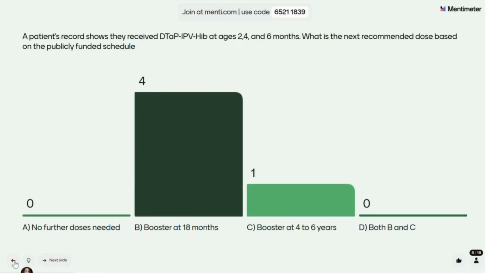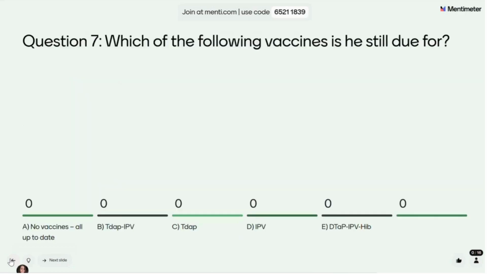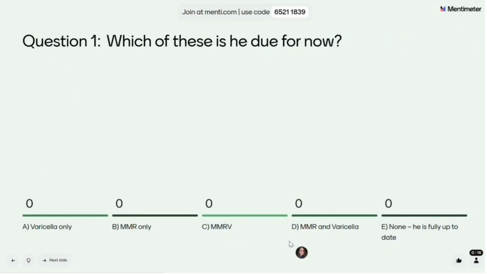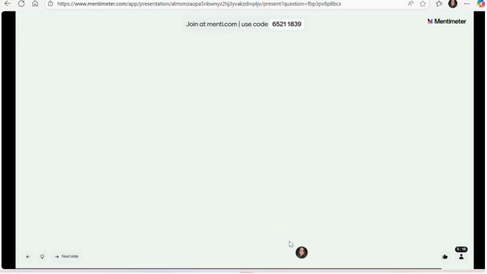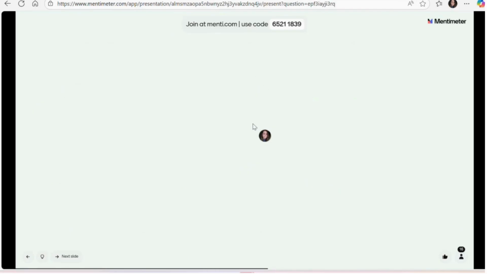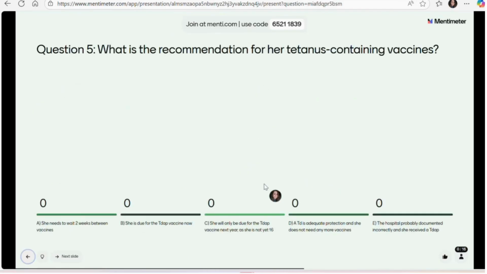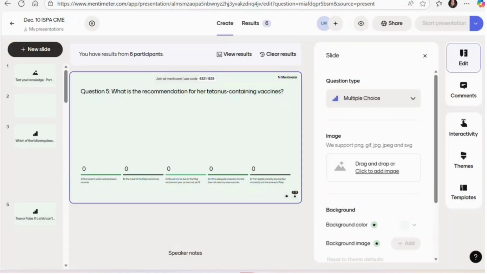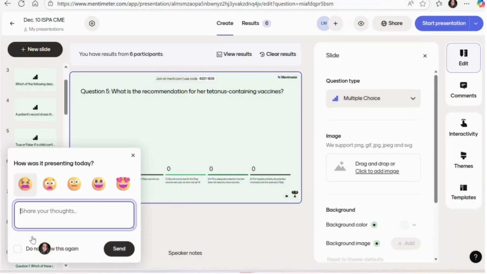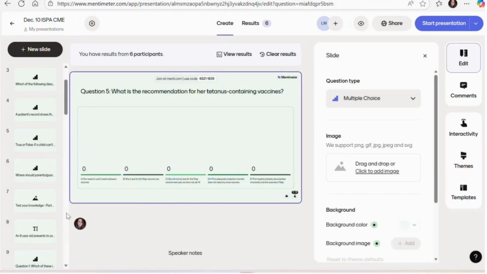That's correct. So if you go strictly by the word of Table 13 in the publicly funded schedule, it will say that if they have their first dose between 6 weeks and 3 years, they could get up to 4 doses, but they don't need a 4th dose if their 3rd dose was given over 4 years of age and at least 6 months after the 2nd dose. So as long as the intervals are there, they do not need 4 doses of polio.